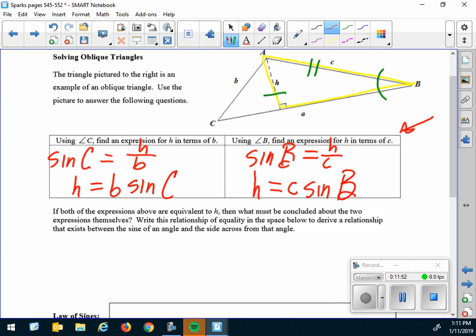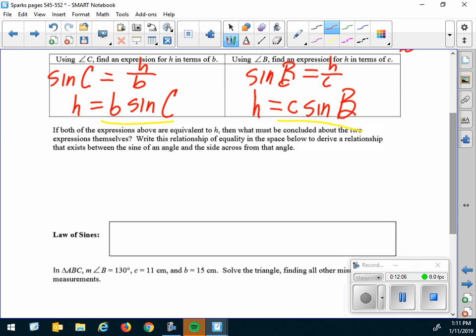Okay, and then the angels start to sing, because if H is equal to this and H is equal to this, they're equal to each other. So right here, B sine C equals C sine B. I heard somebody say transitive. Oh my goodness. Wow. Okay.